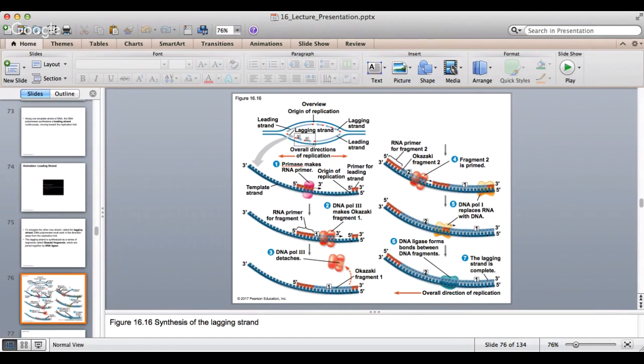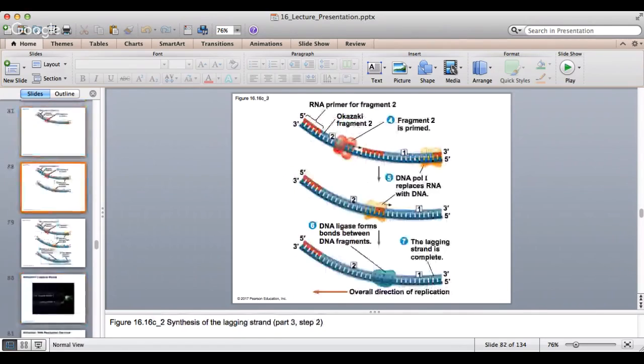1, the primase makes RNA primer. 2, DNA polymerase 3, which is just another one of our enzymes, will make Okazaki fragments. So this time we're going to make short little chunks of DNA replication, right? Little small fragments. We're going to put those fragments together by using ligase. Ligase is going to be kind of our gluer. He's going to go behind everything and glue it. Definitely watch the 2 videos I posted that help put that into animation.